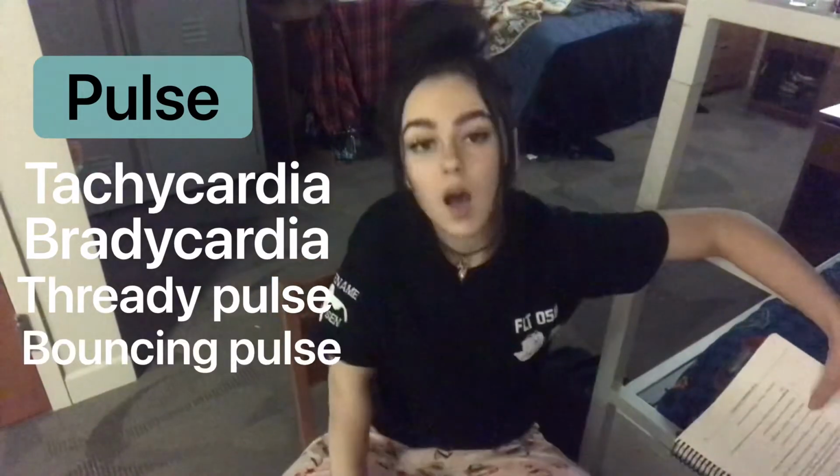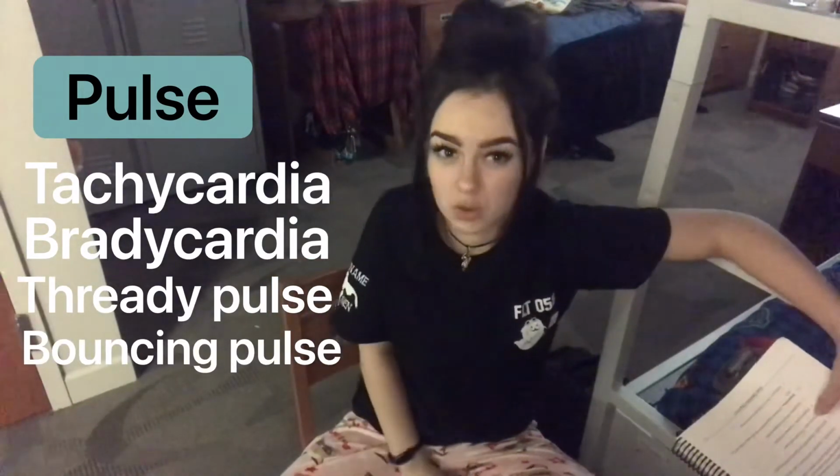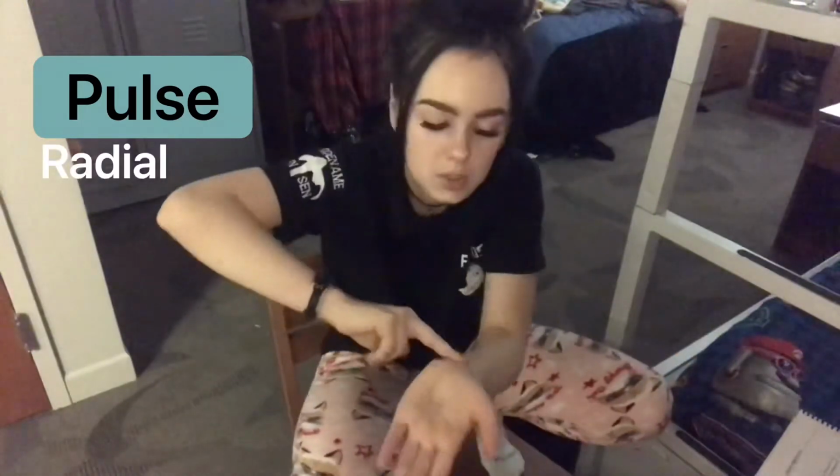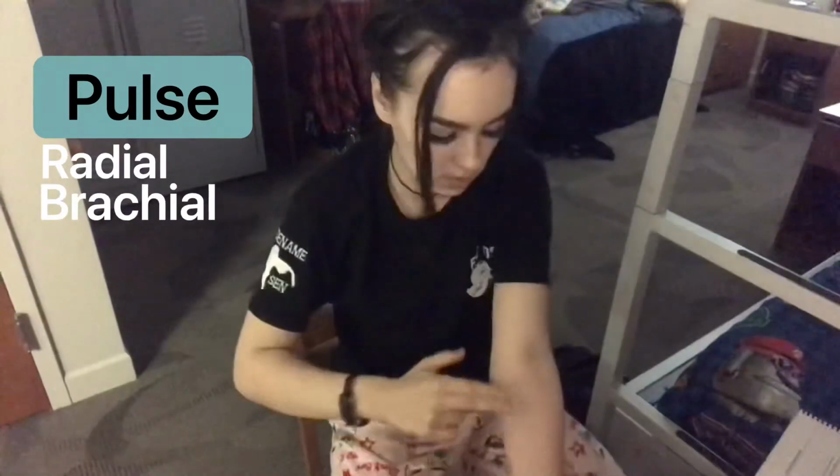A thready pulse is a weak and rapid pulse. A bouncing pulse is an unusually strong pulse. And arrhythmia is a pulse with an irregular rhythm. So there are different places you can find your pulse. There's your radial pulse, which is on the thumb side of the wrist. Your brachial pulse will be on the inner part of your arm.